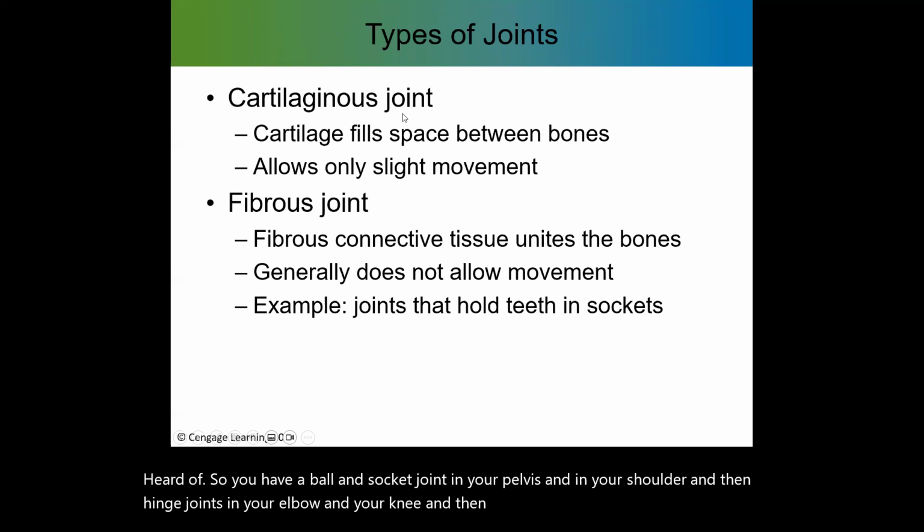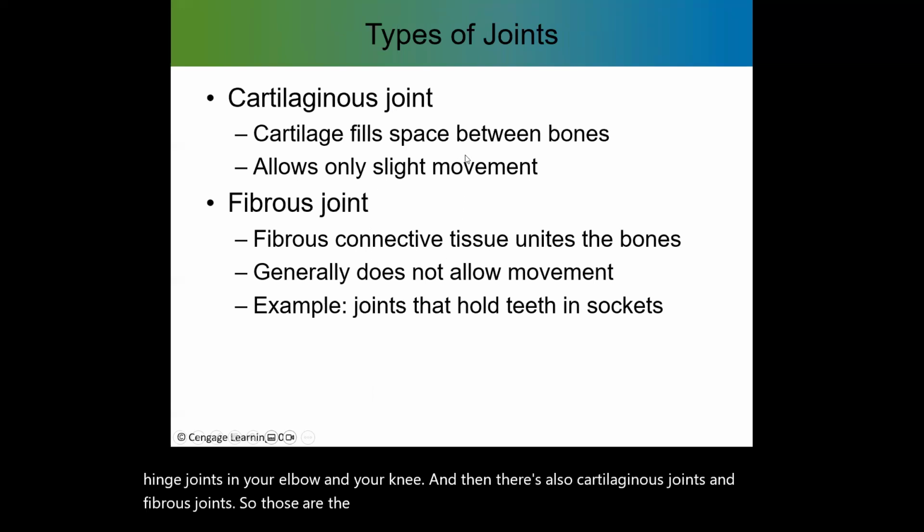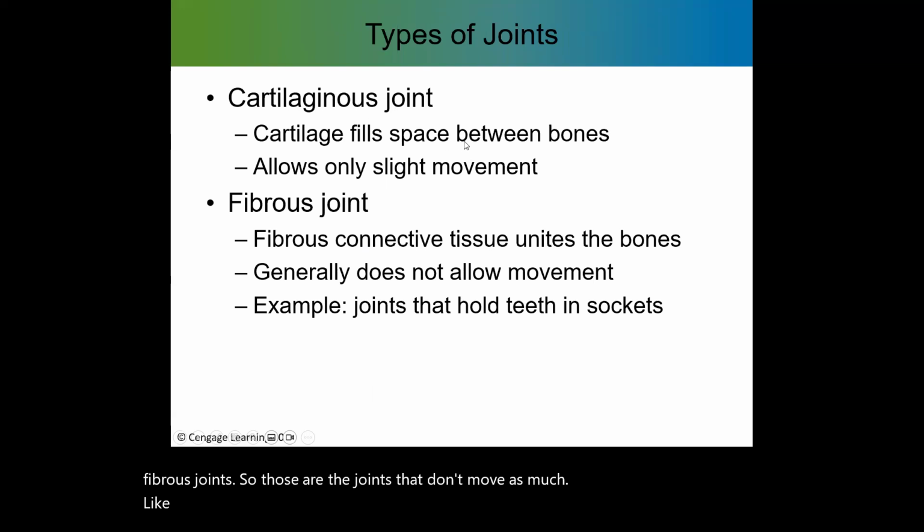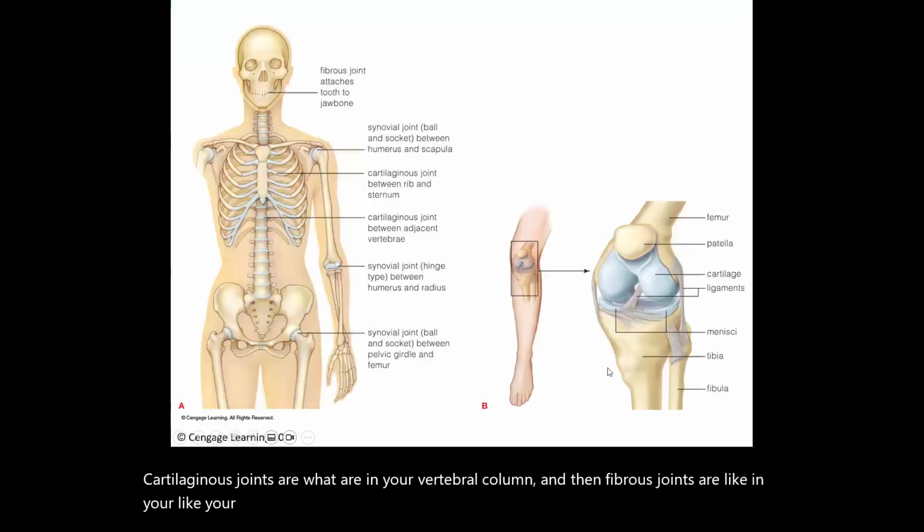And then there's also cartilaginous joints and fibrous joints. So those are the joints that don't move as much. Like cartilaginous joints are what are in your vertebral column, and then fibrous joints are like in your teeth, to hold your teeth in. So here's some examples of joints.